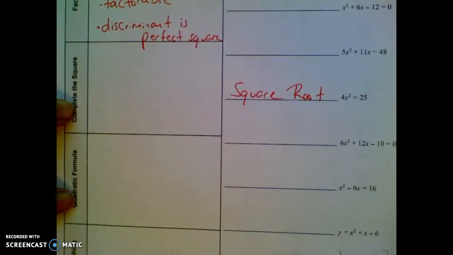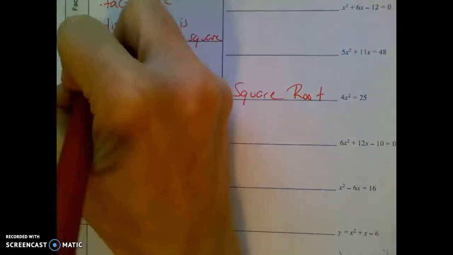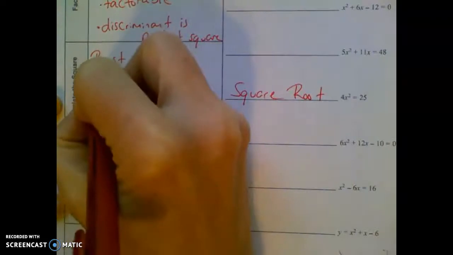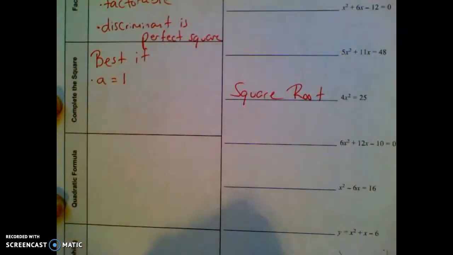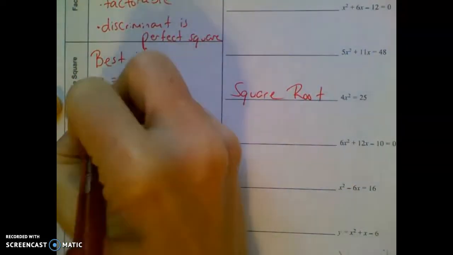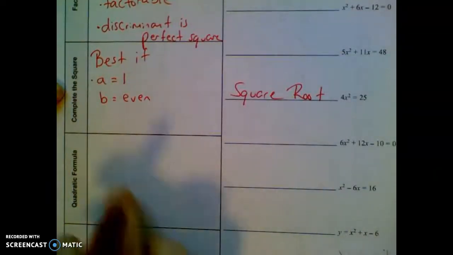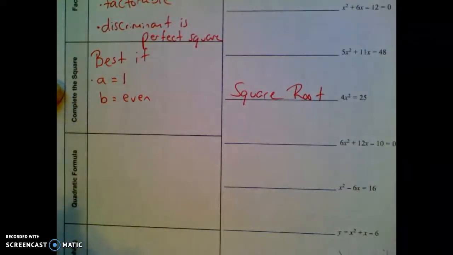Now, both of these methods work all the time, but completing the square works best if the a term is 1, because then you don't have to divide all the stuff, and if the b term is even. Because don't forget, when you're completing the square, you take that middle term, you cut it in half, and then you square it and add it to both sides. So if your a term is 1, so there's no division required, and that middle term's even, then completing the square is not bad at all. So I would definitely do that method.